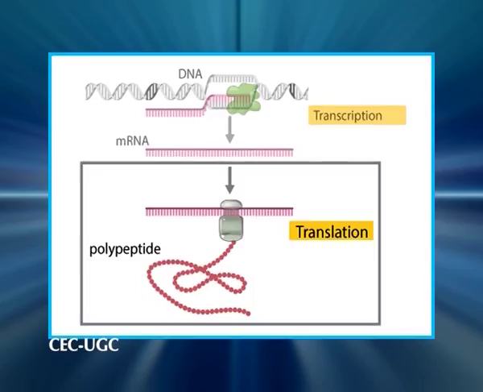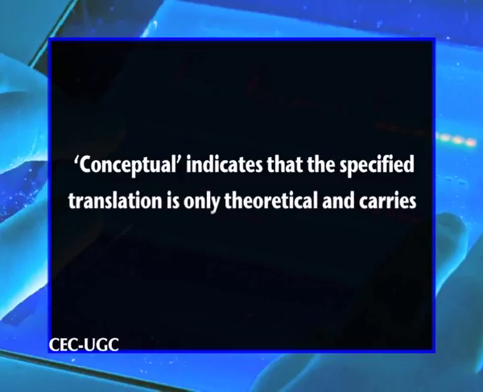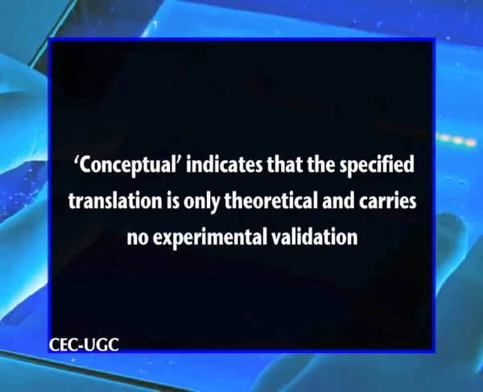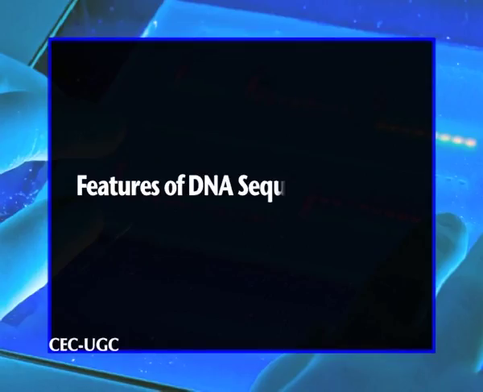Dear students, let's now talk about the conceptual translation. Given a piece of DNA sequence and knowing the genetic code, it's possible to translate the DNA into protein by looking up successive codons in a genetic code table. This is termed the conceptual translation. It's important to distinguish between sequences for which the translation has some biochemical support and those that are simply derived theoretically or computationally. The use of the term conceptual indicates that the specified translation is only theoretical and carries no experimental validation.